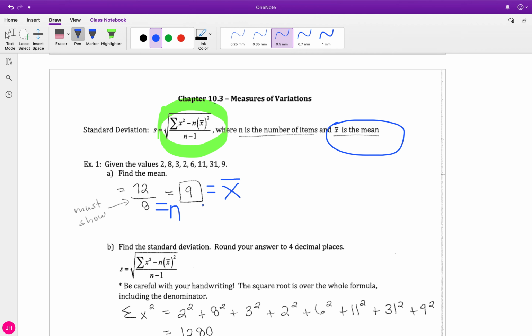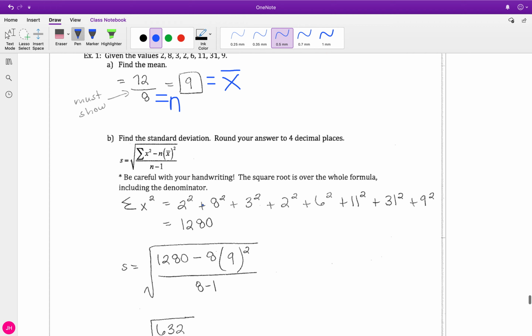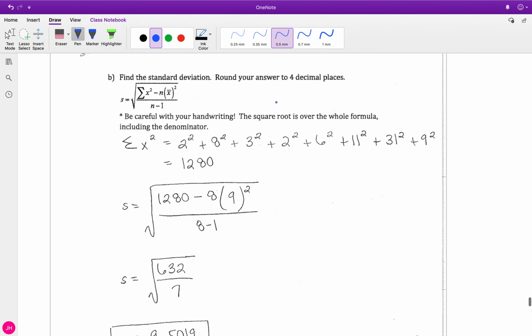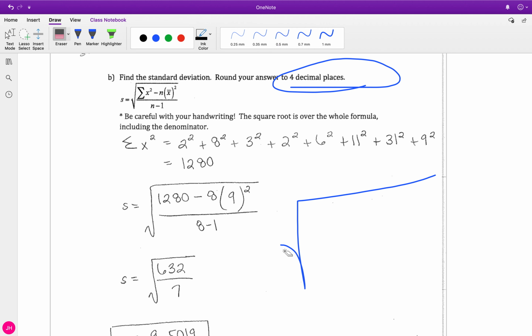So now I'm going to find the standard deviation. This is a square root, so it's going to have a nasty answer. So notice I'm going to round to 4 decimal places. You need to really be careful. The square root is on top of everything. It's a huge square root. So make sure and kind of draw yourself a big, huge square root to put everything underneath before you get started.